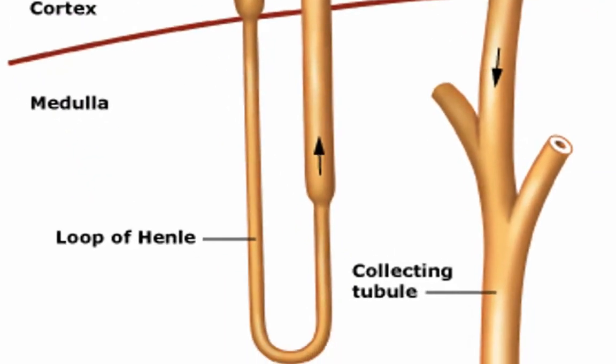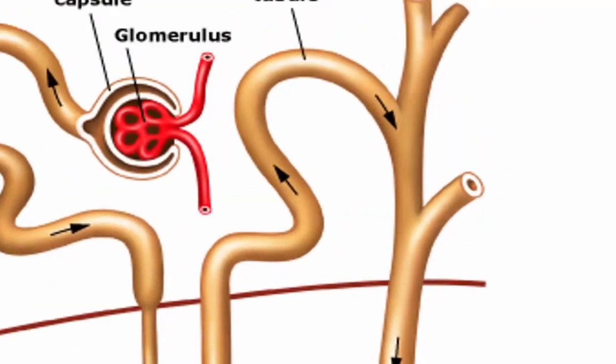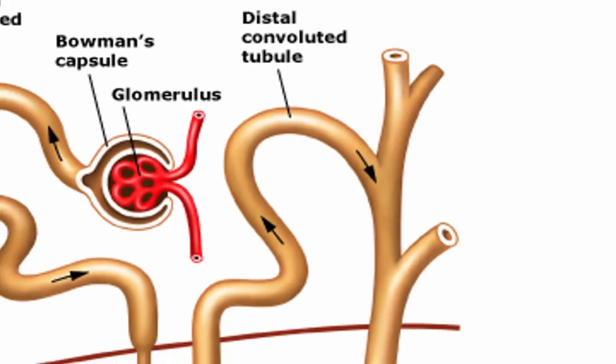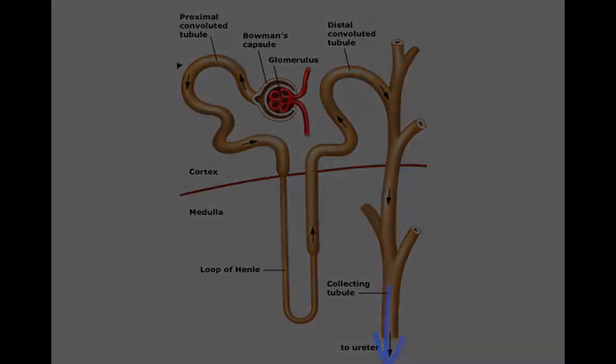The next part of the nephron is called the loop of Henle, which travels down into the renal medulla and loops back upwards towards the renal cortex. Next in line is the distal convoluted tubule, which again is in the renal cortex. This in turn joins with the collecting ducts, which form the minor calyx, which turn into the major calyx, and eventually forms the ureter that will run the urine to the urinary bladder.